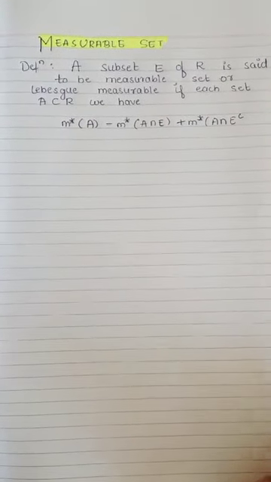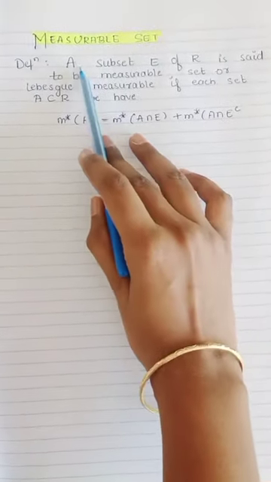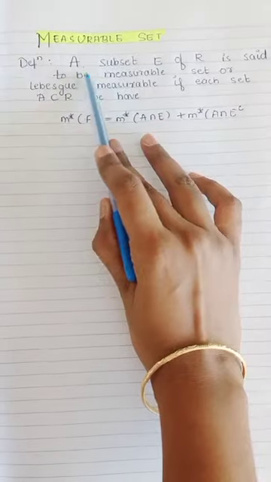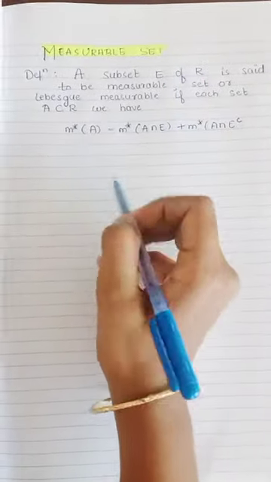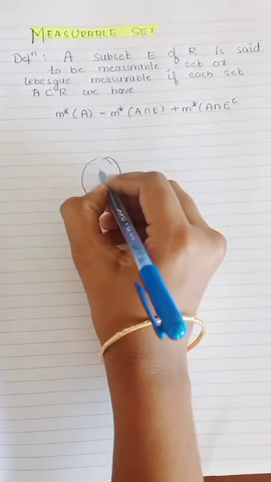Hi everyone, let's discuss one more topic, that is your measurable set. So here, see the definition. Let E be a subset of R. So here, E is any set which is a subset of R.